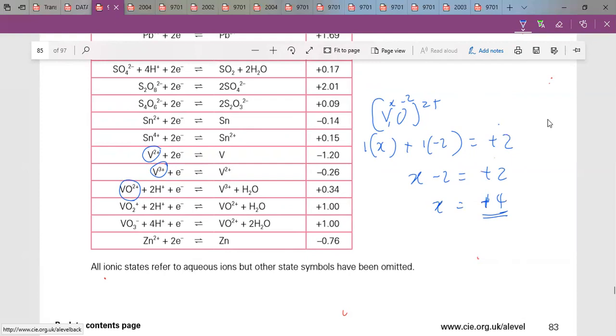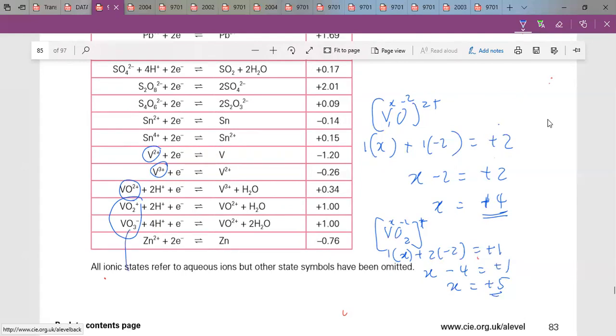And of course, this is plus 5. See now, these two are the same. Plus 5, you work it out, VO2 whole thing is 1 positive. So here, of course, this is minus 2. Let's say it's X here. So 1 times X plus 2 times minus 2 gives you plus 1. So X minus 4 gives you plus 1. So X equals plus 5. Same with this one here.